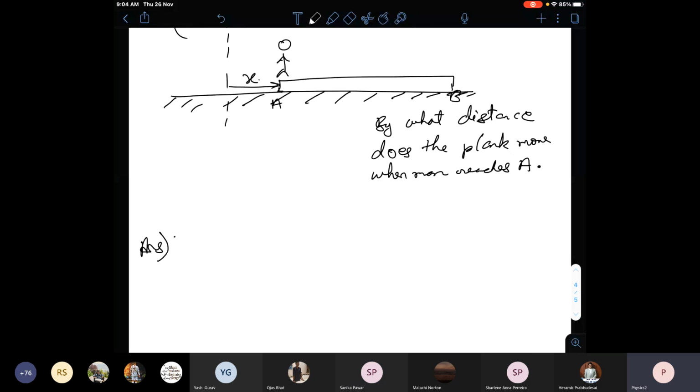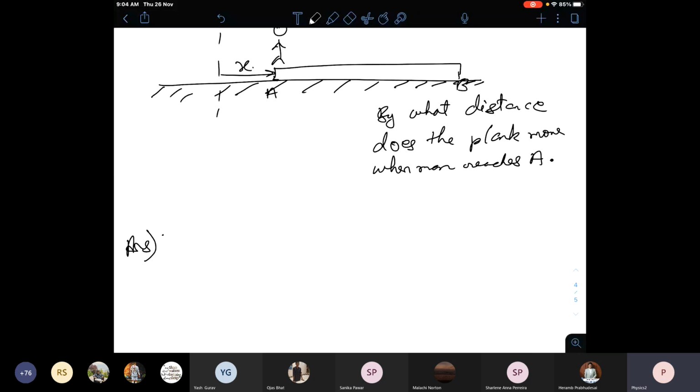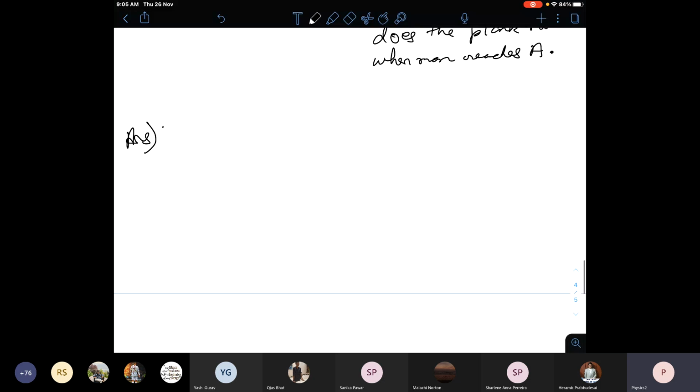Okay, so how to solve this kind of question, that by how much the plank will be shifted. This is a very important question. Almost every time we expect such a question to be asked regarding center of mass and relative motion. So let's draw the coordinate axis first. This is my coordinate axis x and y.